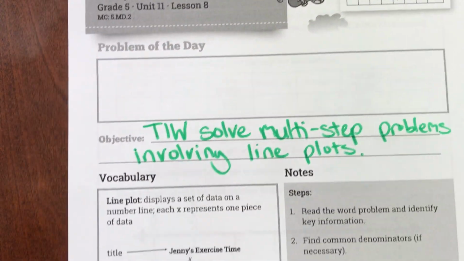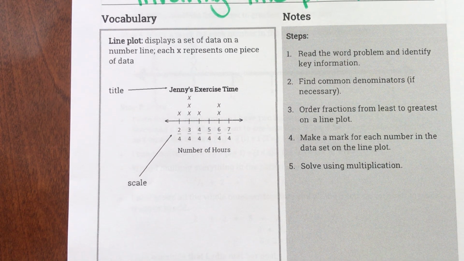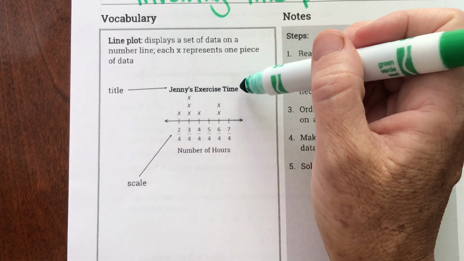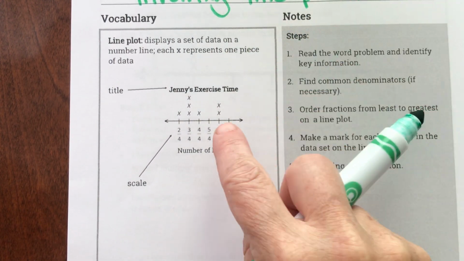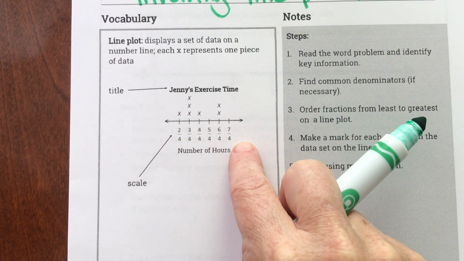Now, let's look at our vocabulary since this is a new topic for us. And we see the definition for what a line plot is. It says, displays a set of data on a number line. Each X represents one piece of data. So what you'll notice is there's usually a title to these line plots. So this is talking about Jenny's exercise. And then this is the data beneath. These are the numbers that will be in the data.